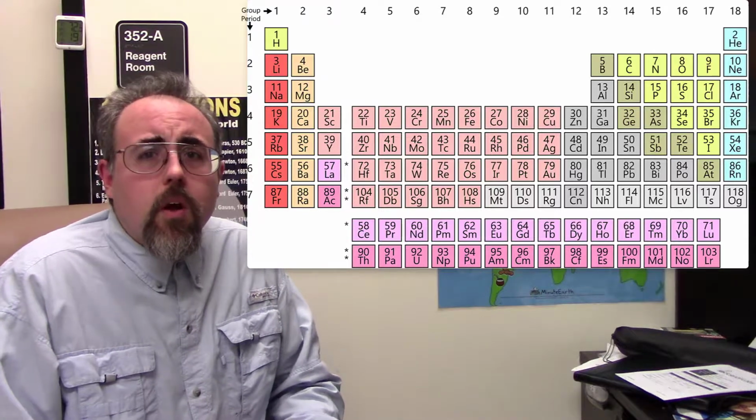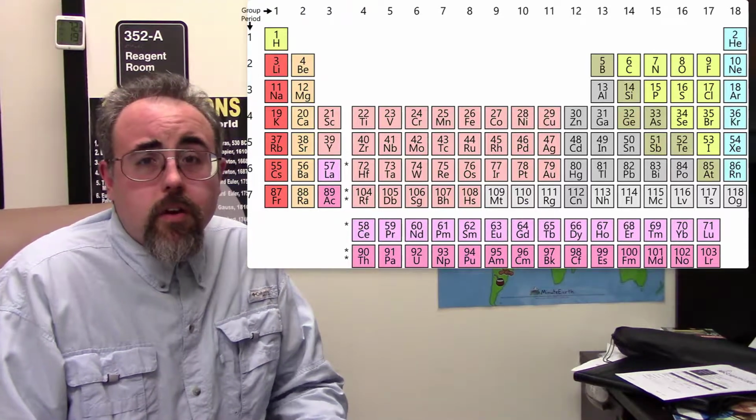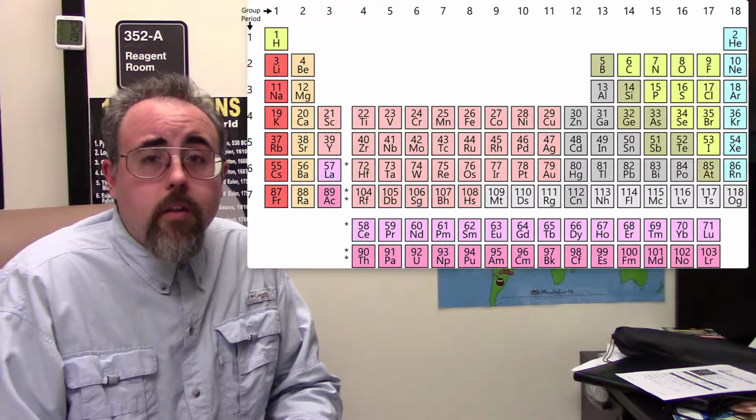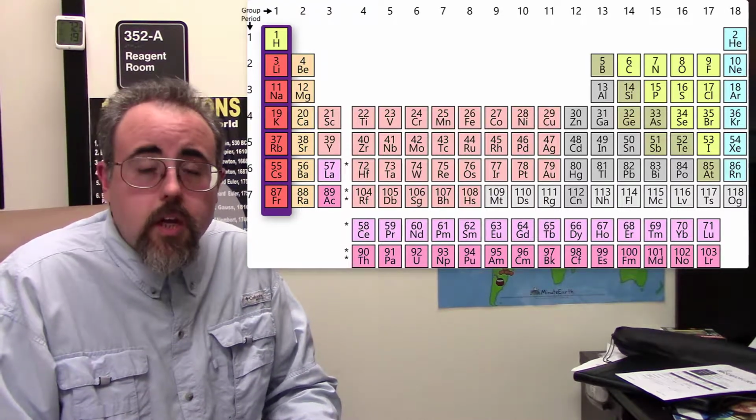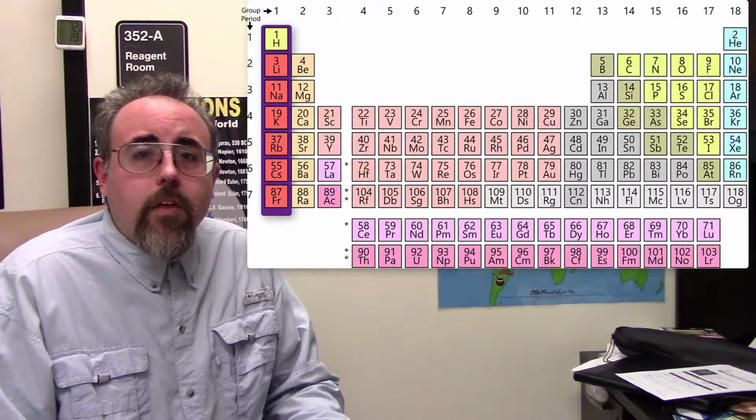and start looking at a couple of the groups. Remember, groups are going to have similar properties. We already talked about group 1, the alkali metals. They're called alkali metals because when you drop them into water, they tend to react with it. No, they don't tend to. They really do react with it. They remove hydrogen, and what they leave is a base. They raise the pH of the water, which is what we call alkaline.